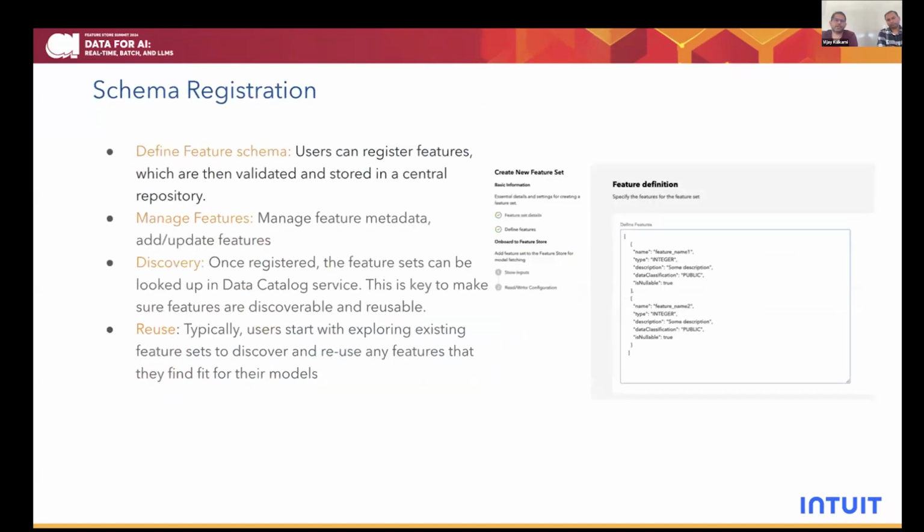Going on to the steps, as Vijay mentioned, in the feature management lifecycle there will typically be 4 steps, starting with schema registration. Users define their schema, like feature sets. What is the name of the feature set? What are all the features available in this feature set? And then what is the data type for each feature?